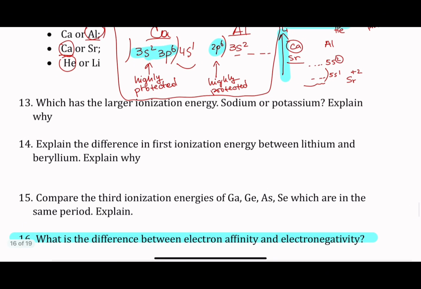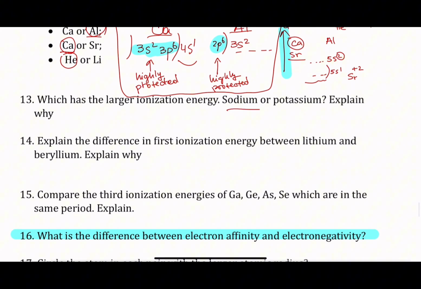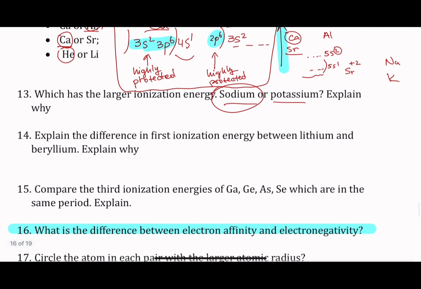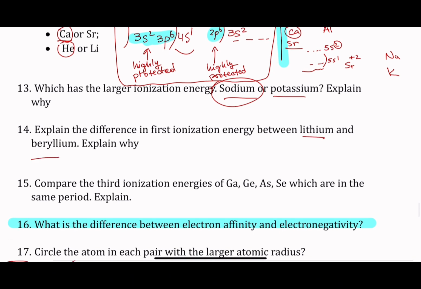Now the 13th question: which has a larger ionization energy, sodium or potassium? You check the elements. Sodium is located higher, so sodium will have the higher according to the trend. Explain the difference in first ionization between lithium and beryllium. Lithium is located on the left, beryllium on the right. So beryllium will have higher because of the trend.